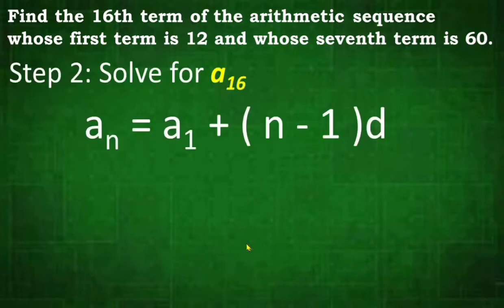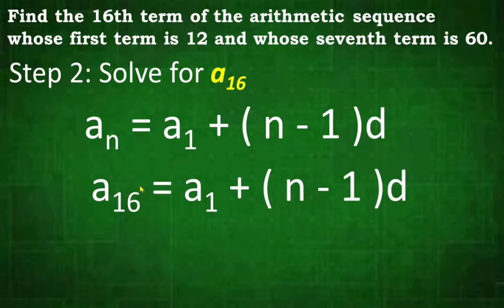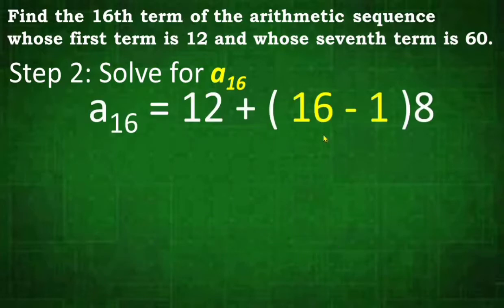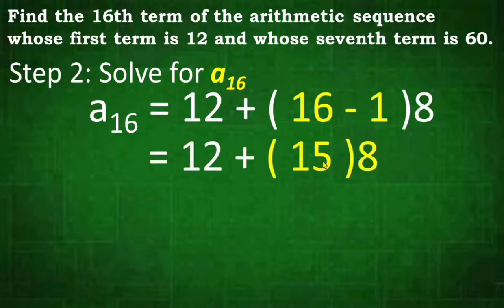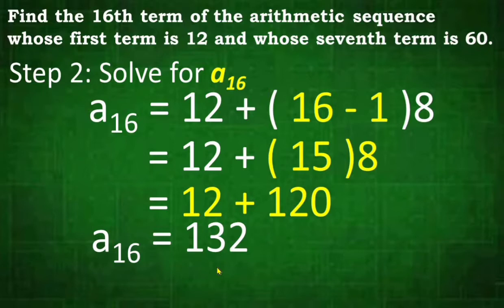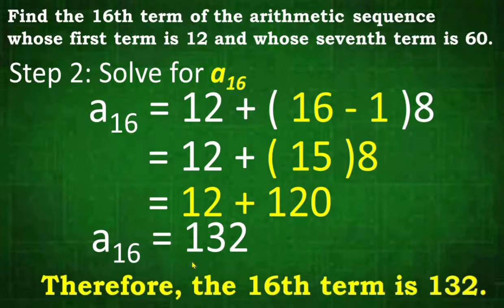Let's use again the formula in arithmetic sequence. A sub 16 is equal to a sub 1 plus the quantity n minus 1 times d. And then therefore we have a sub 1 equals 12, n is 16, and d is 8. Let's simplify 16 minus 1. That is equivalent to 15. After that, multiply it by 8. That's 120. And then add to 12. That is equal to 132. So therefore, the 16th term is 132.